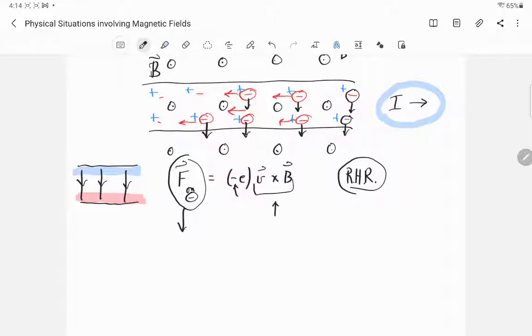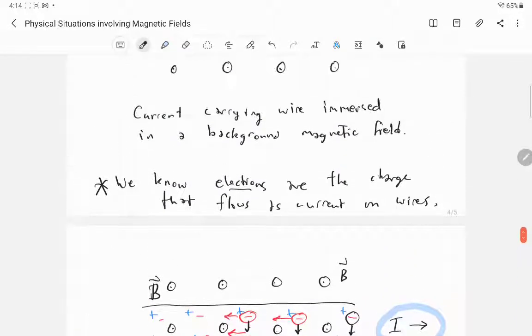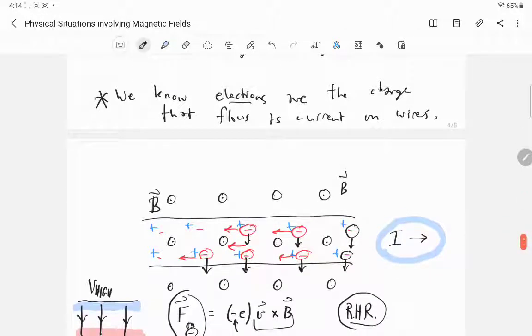And remember that electric field points from high voltage to low voltage. That is, the upper side of the wire is at a higher potential than the lower side. And you can use a voltmeter to measure this Hall voltage. So this is based on our assumed knowledge that the electrons are the type of charge that flow in wires.